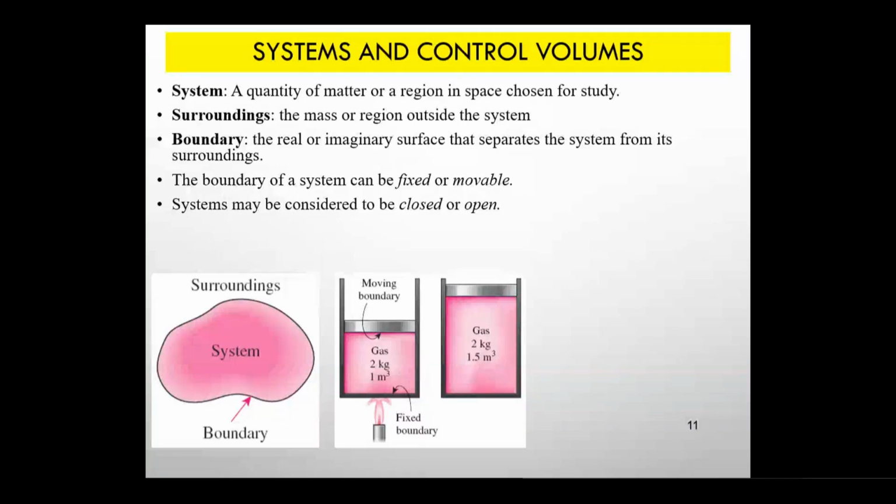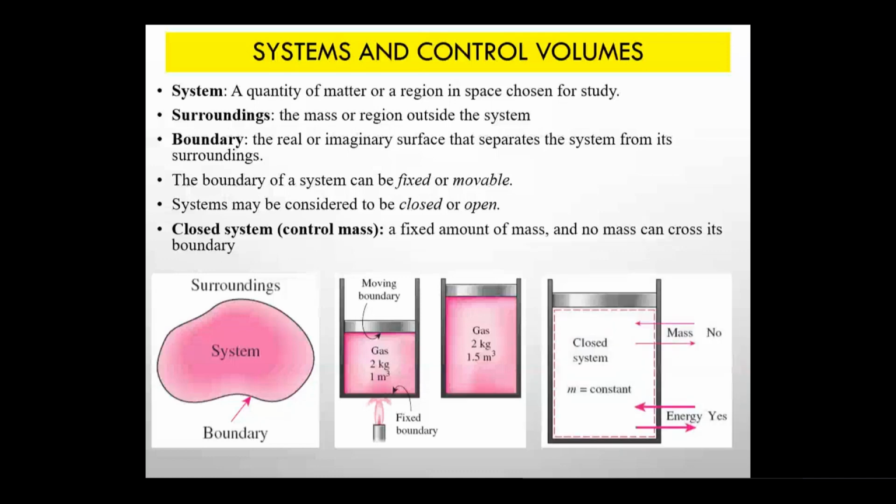Now, the system itself can be defined in terms of open system and closed system. There are two kinds of system that we'll be discussing: the open system and the closed system. A closed system is a system. Now you know what a system is. It has further restriction that no mass can enter into the system or can get out of the system.